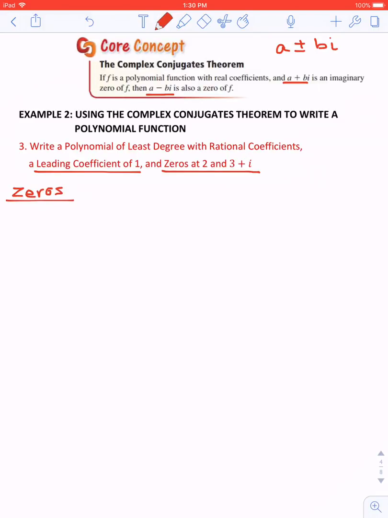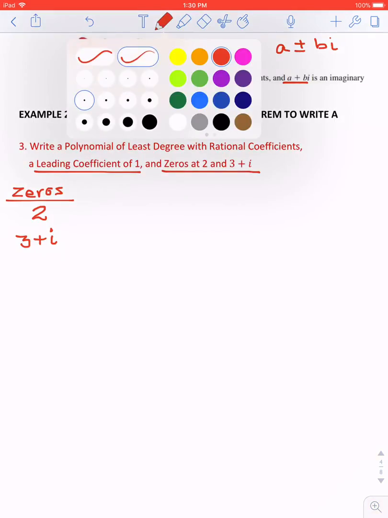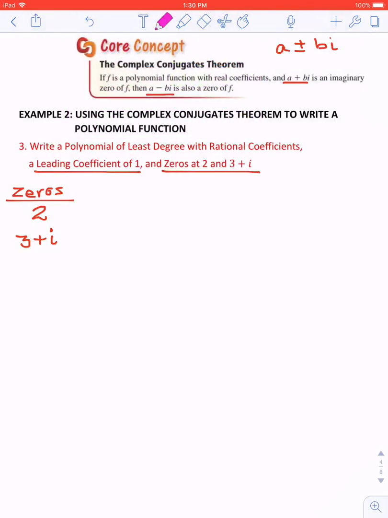So you're given zeros at 2 and 3 plus i. These are values that, if you substitute them into the function, would cause an output of 0. If you put the function on a graph, they would be where y equals 0, so they would be your x-intercepts. The complex conjugates theorem tells us that if you have a zero at 3 plus i, then you also have another zero at 3 minus i.